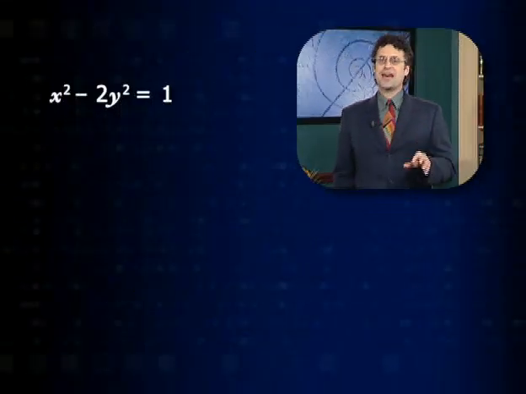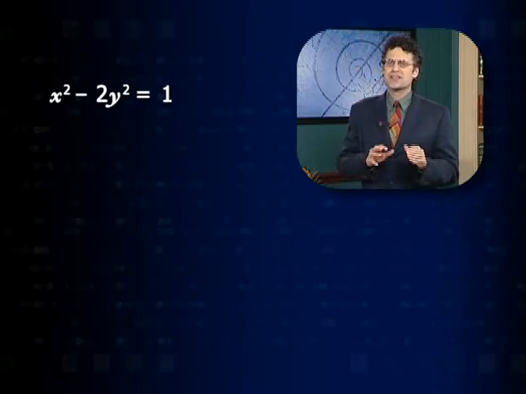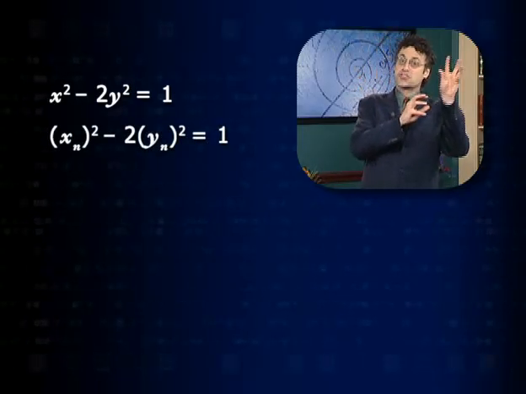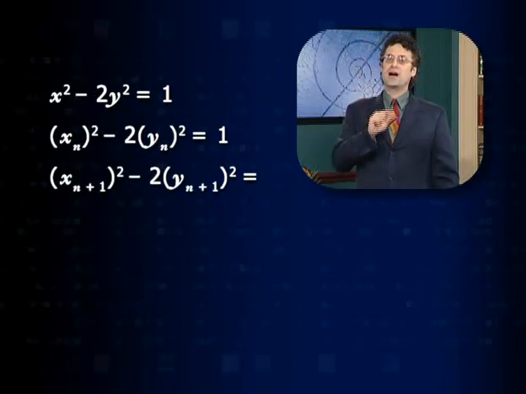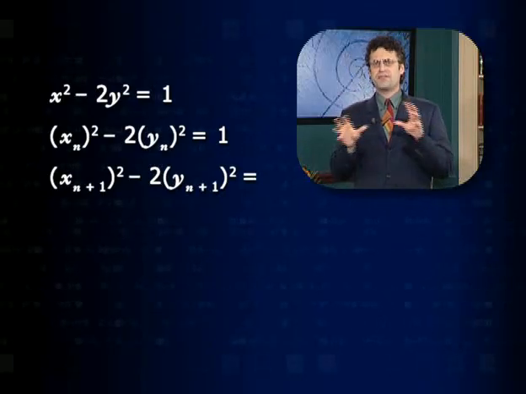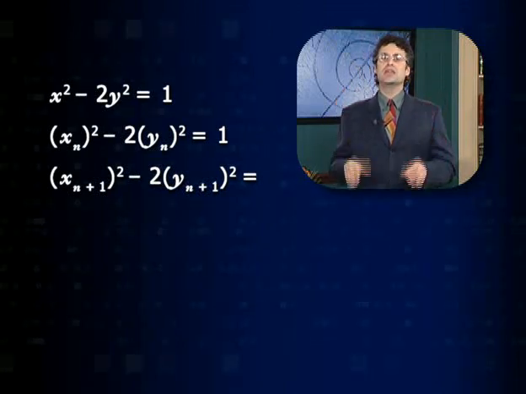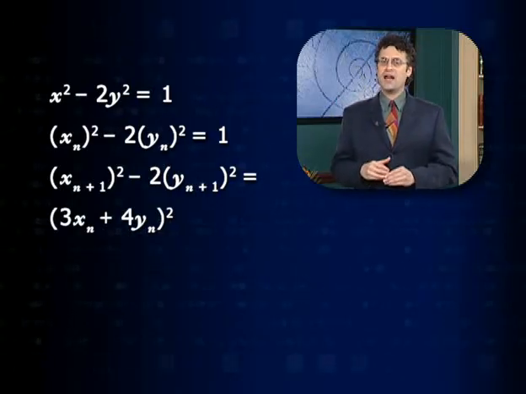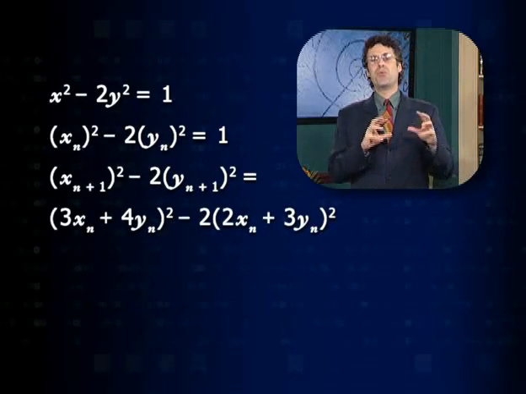Let's now prove that these recursive formulas always generate a new solution from an old one. In particular, if we assume that xn and yn is a particular solution to x squared minus 2y squared equals 1, in other words, xn squared minus 2 times yn squared equals 1, then let's see what happens if we compute xn plus 1 squared minus 2 times yn plus 1 squared and see if we get 1. If we plug in the definitions for xn plus 1 and yn plus 1, as we defined them recursively, we'd see the quantity 3 times xn plus 4yn all squared minus 2 times 2xn plus 3yn all squared.